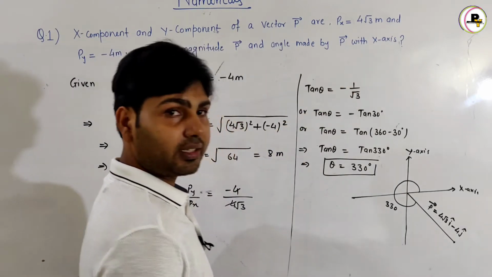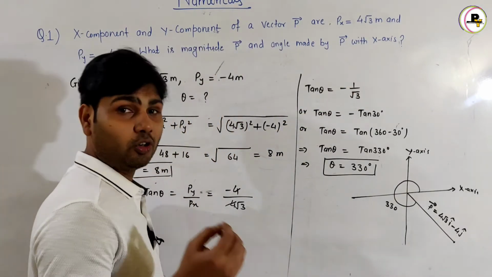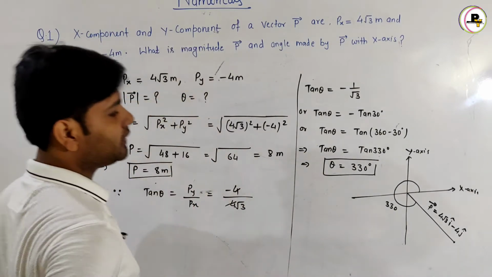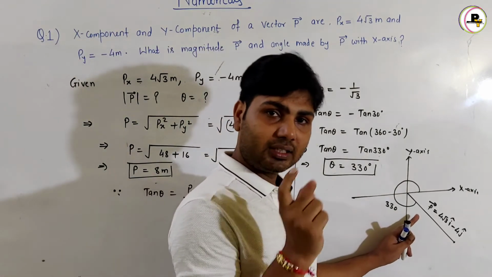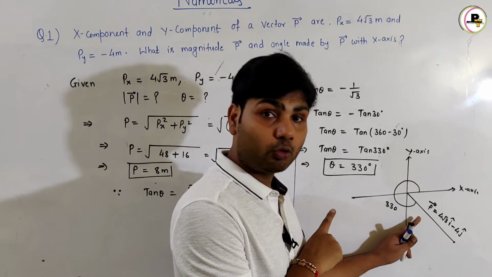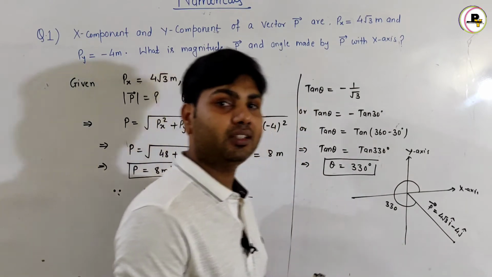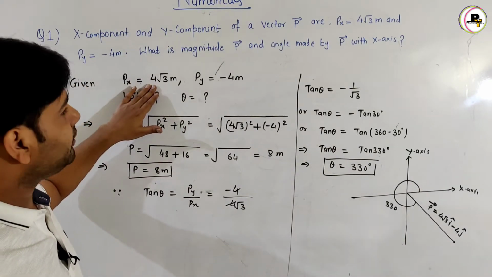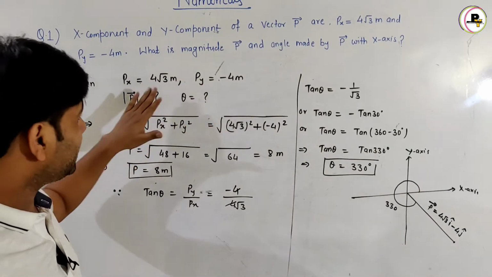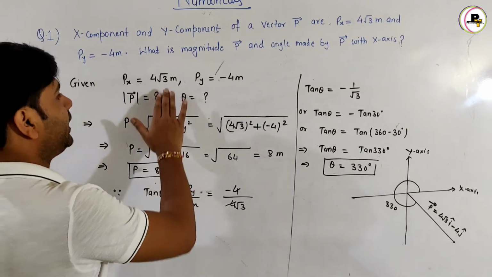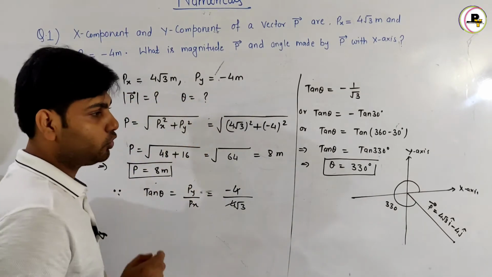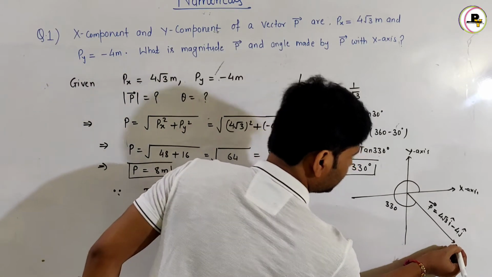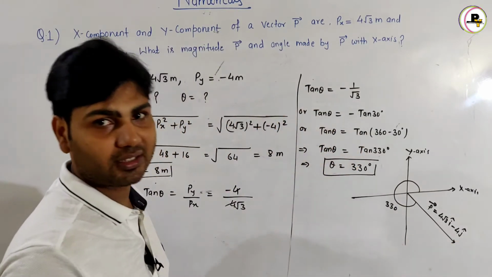Minus 1 by root 3 can also give the value of theta as 150 degree, but according to this coordinate system, the resultant vector must be lying in the 4th quadrant. In the 2nd quadrant this is not possible, because in the 2nd quadrant the x component will be negative and the y component will be positive. But as we have been given the x component and y component, we cannot take the resultant vector in the 2nd quadrant, otherwise its value would become 150 degree.